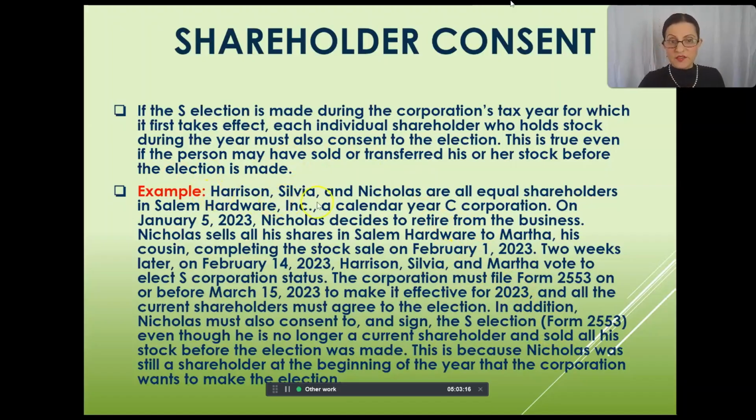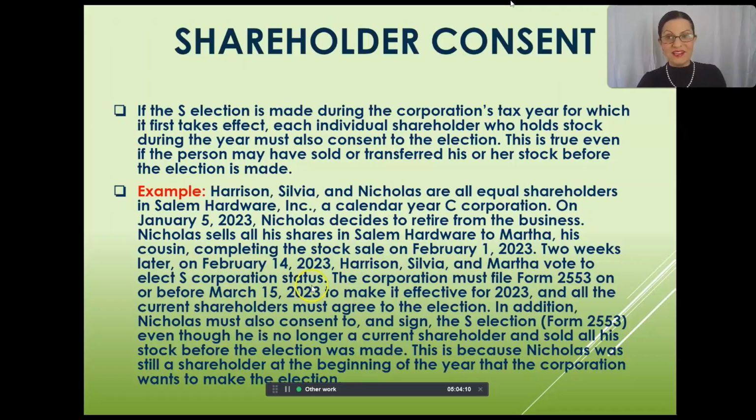Example, Harrison, Sylvia, and Nicholas are all equal shareholders in Salem Hardware, Inc., which is a calendar year C corporation. On January 5th, Nicholas decides to retire from the business. So he's retiring, he's getting out of the business, and he's going to sell his shares in Salem Hardware to Martha, his cousin, completing the stock sale on February 1st. 2 weeks later, on February 14th, Harrison, Sylvia, and Martha, who is the new shareholder that just bought these shares, vote to elect S corporation status.